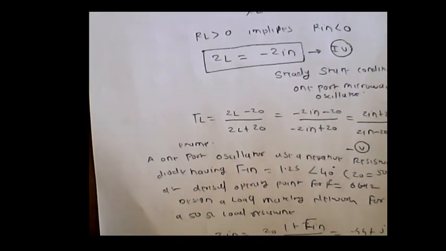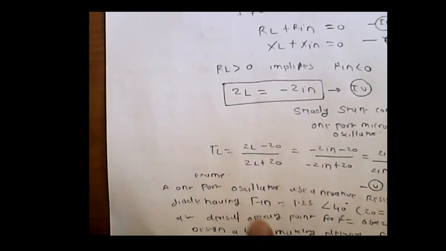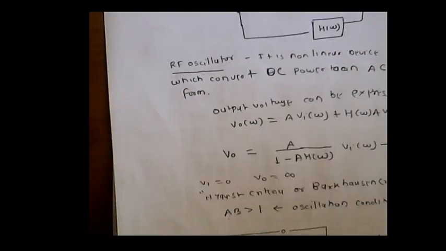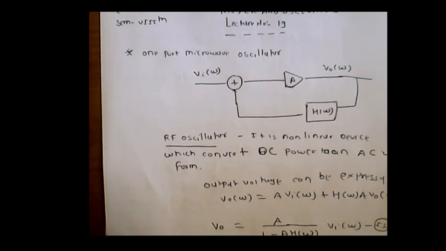So this is the example to understand the basic concept of the one port oscillator. The basic condition is that the load impedance is the negative of the input impedance, and this is the RF oscillator designing concept. So we can stop here. Thank you very much.